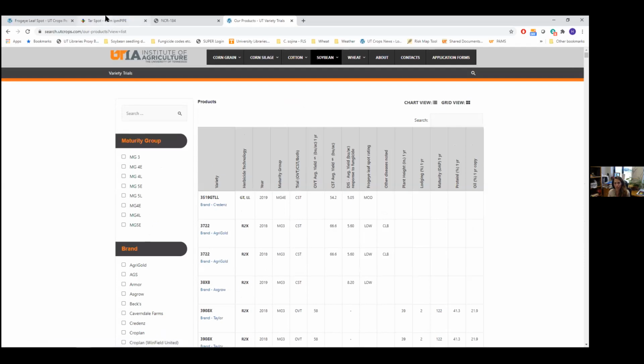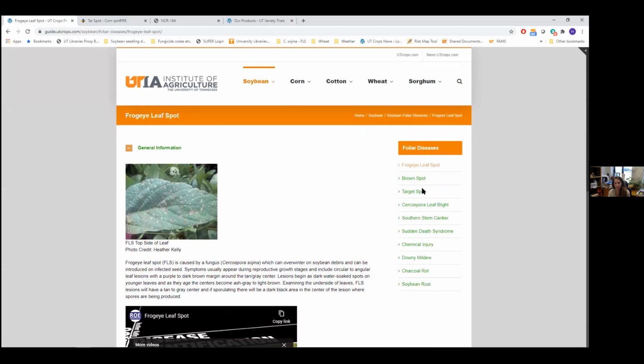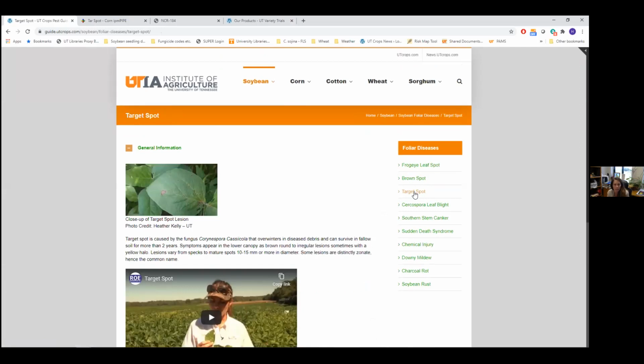So getting back to some of the other diseases out there, here on the right hand side, again, it lists all the different, these are the major foliar diseases we could see in Tennessee. Our lower canopy ones, brown spot, target spot. Here, target spot is the exact same species of fungi that causes this target spot in soybean, as well as the one that causes it in cotton.